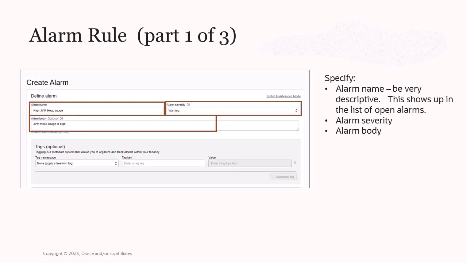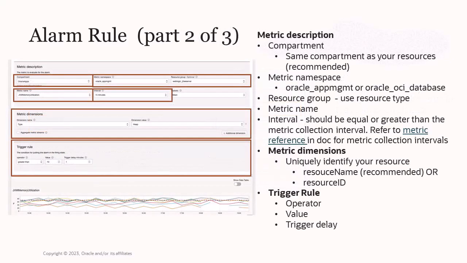I think it's really good to give them a link from right there. So I would include that in your own body. Compartment. All right, so the next set under metric description, you're going to grab the compartment.